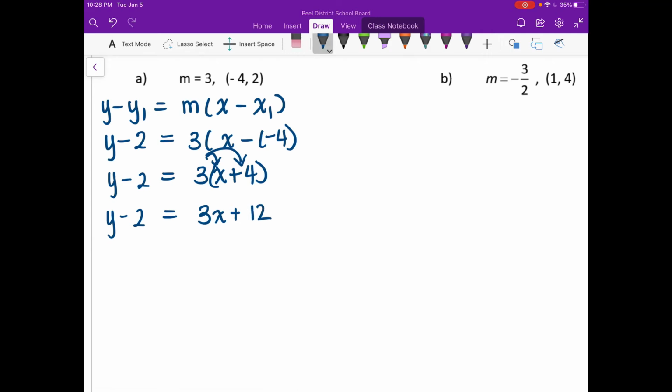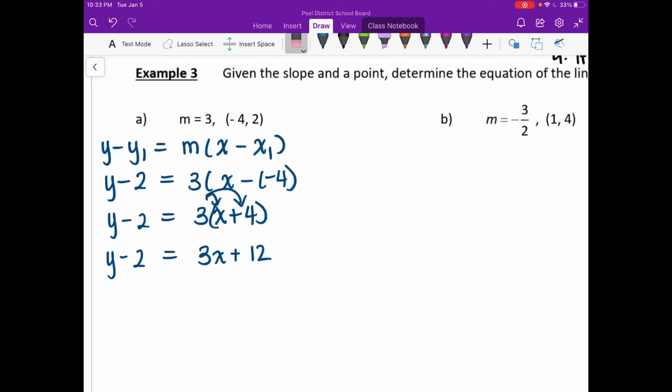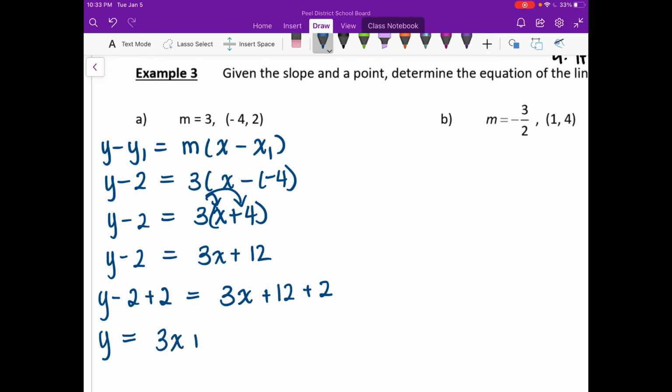Right? So I'm left with 3x plus 12. After that, I want to get rid of the minus 2, so I'm going to do y minus 2. If I want to get rid of minus 2, I'm going to add 2 to both sides, so 3x plus 12 plus 2. So y equals 3x, and 12 plus 2 we know is 14. So I'm left with 3x plus 14.